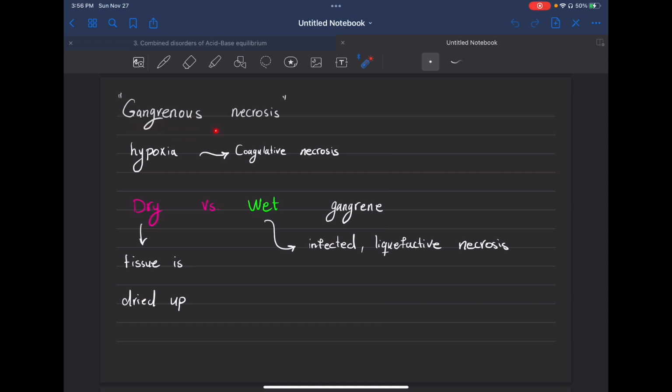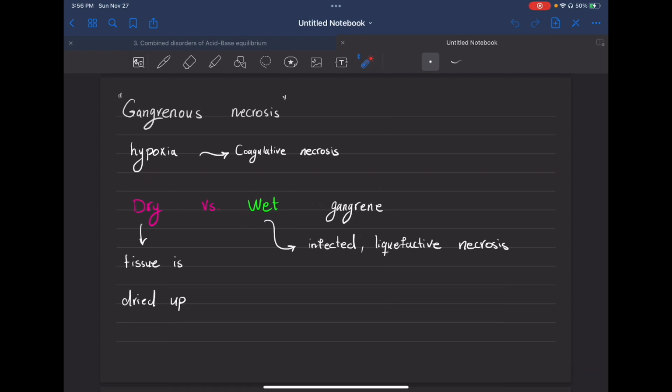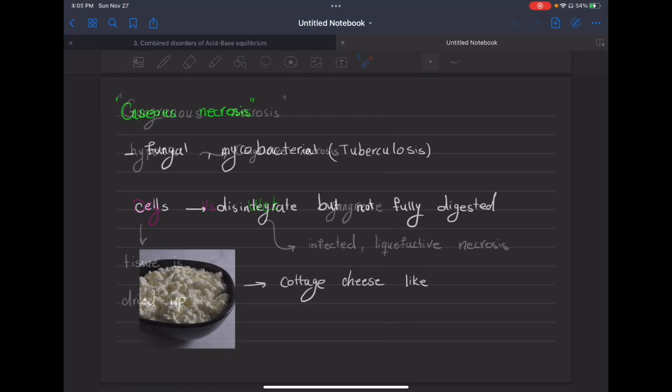But in some books, you find them in different categories. So about gangrenous necrosis, we have two types of gangrene. It's called dry or wet gangrene. In the dry one, the tissue is just dried up. It's just dry. Gangrenous necrosis is dry. But in the wet one, when the dry gangrene becomes infected, it becomes wet and it becomes a type of liquefactive necrosis actually. So in that situation, they call it wet gangrene.